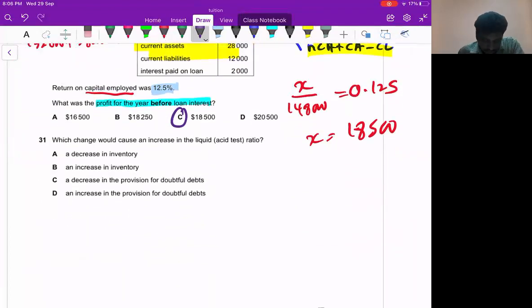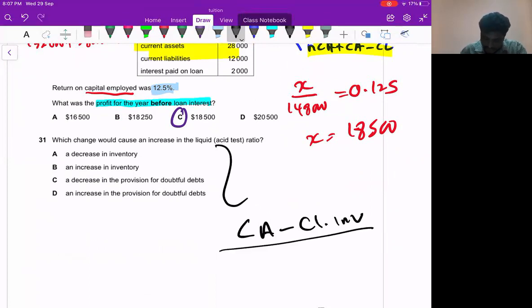Which changes would cause an increase in the liquid ratio? What is the formula for liquid ratio? Current asset without the closing inventory over the current liability. So we will exclude the closing inventory. If we exclude it, will the closing inventory give any effect? No. So answers A and B are not acceptable, because we exclude the closing inventory. And then they say increase.